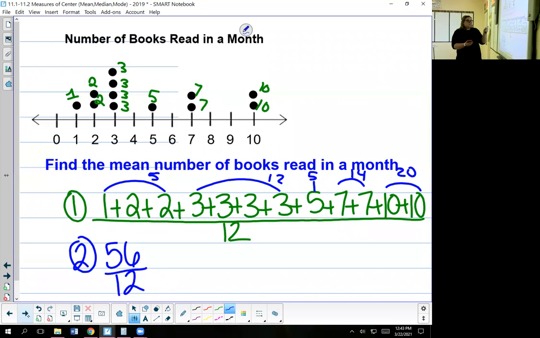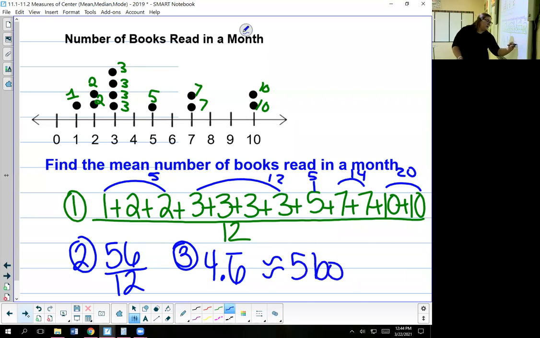Okay, let me just make sure I don't copy anything wrong. Okay, now let's divide it. Now divide by 12. Let's see what the average is. Okay, I got 4.6 repeating. If that's what you got, you did it correctly. But if we're talking about how many books they read in a month, let's think about full books. I would accept that answer by all means, I would. But this is basically close to about 5 books, right? About 5 books.